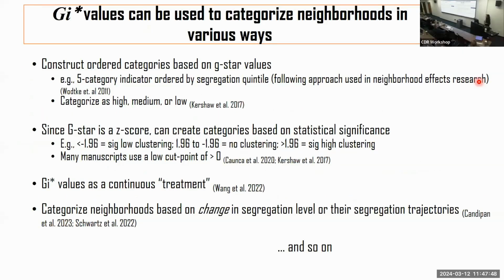Versus those not surrounded by less segregated areas. Okay, so what can we do to put this in our models? We can categorize this in various ways.